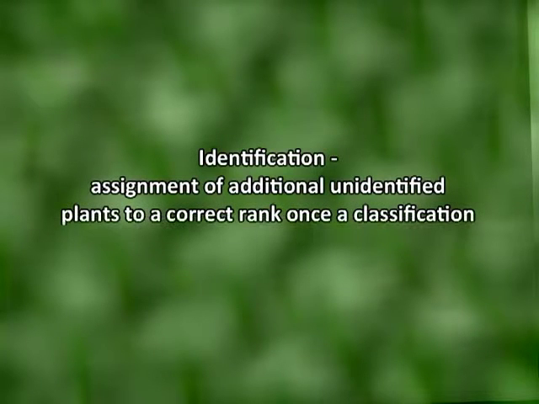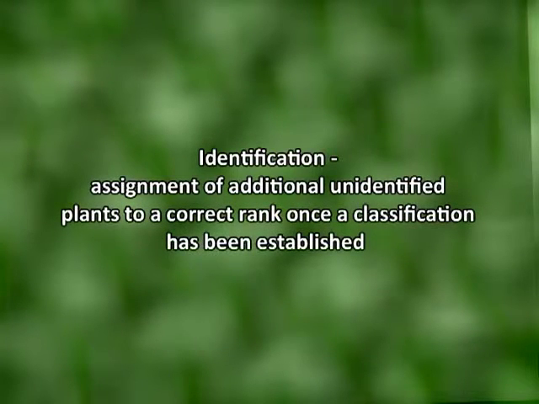Sometimes the specimen may not agree or compare with the existing predetermined specimen. In such a case, it is taken to be new to science. Identification is thus assignment of additional unidentified plants to a correct rank once a classification has been established. It is the determination of a name for a specimen. This also implies its rank.